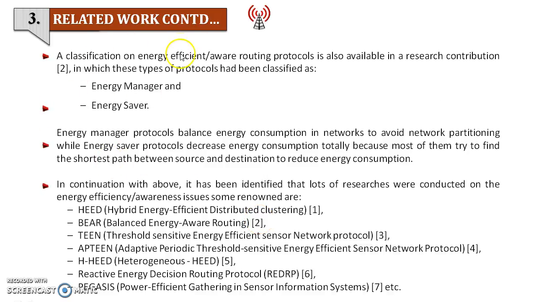These are the classifications of my related work. The classification of energy efficient aware routing protocols is also available. It is classified on two points, energy manager and energy saver. Energy manager protocols balance energy consumption in the network to avoid network partitioning, while energy saver protocols decrease energy consumption totally, because most of them try to find the shortest path between source and destination to reduce energy consumption. Some of these energy efficient protocols are HEAT, BEER, TEEN, APTEEN, H-HEAT, and others.